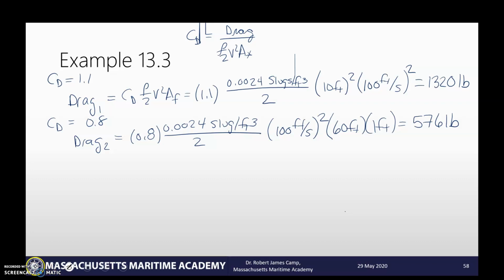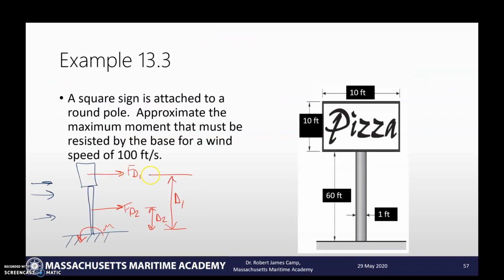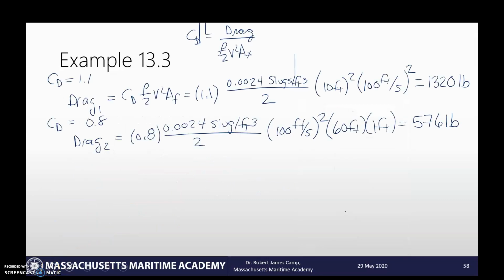Because if we go back here, if we do the sum of the moments is equal to 0, we'll say counterclockwise is positive. That's going to be FD1 times D1 positive plus FD2 times D2 minus the moment at the base, which is what we're trying to find. So if I rearrange that equation, the moment of the base is going to be FD1 times D1 plus FD2 times D2.